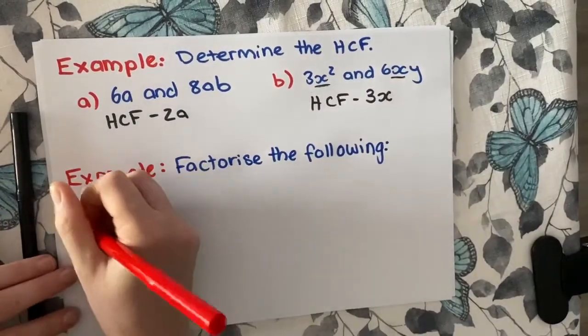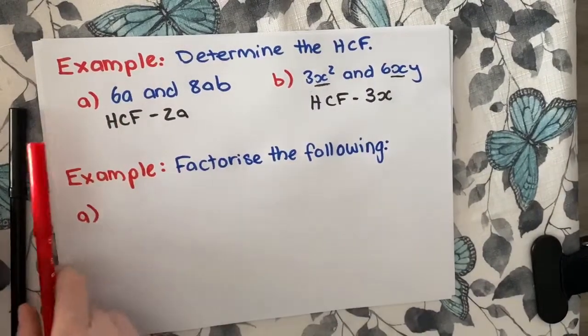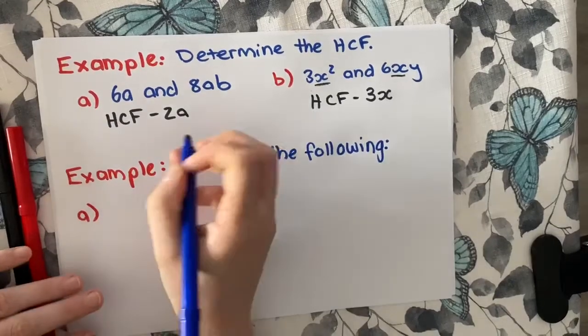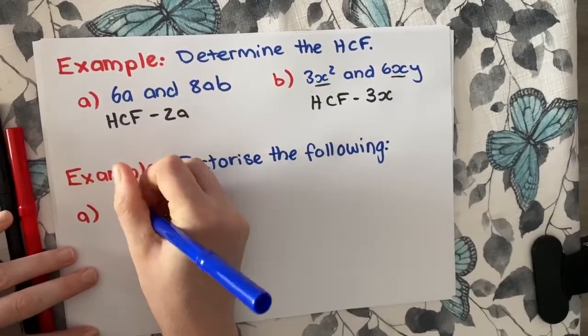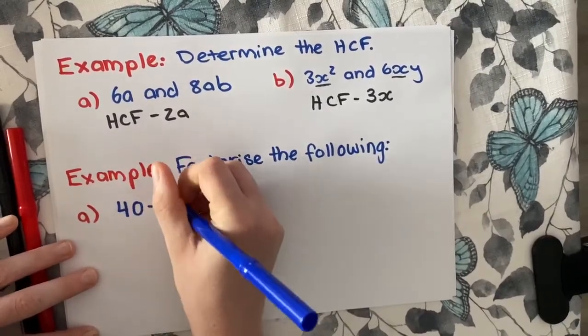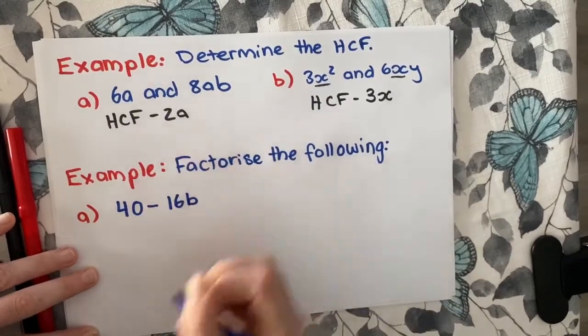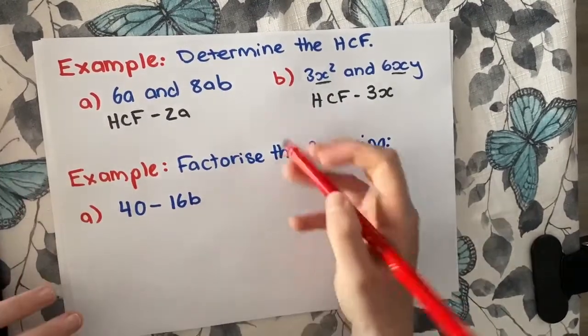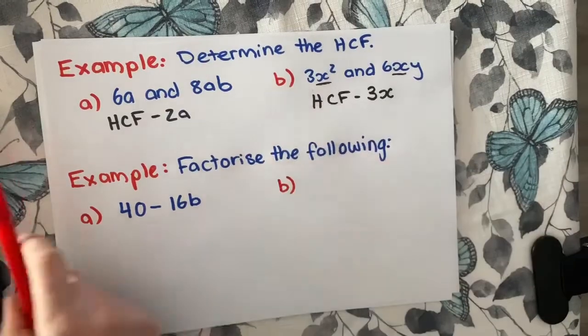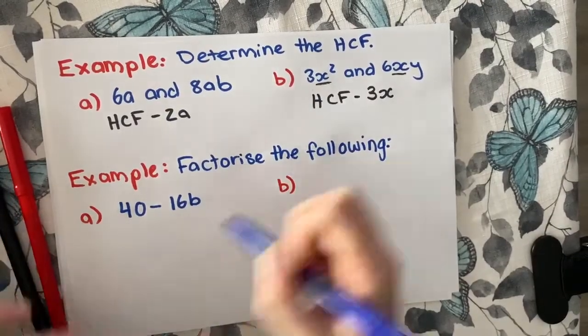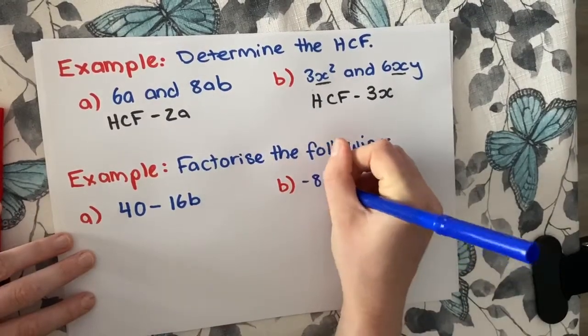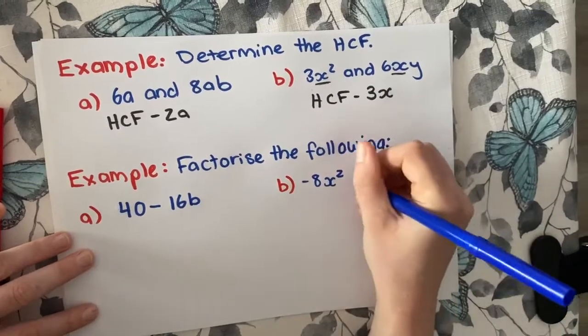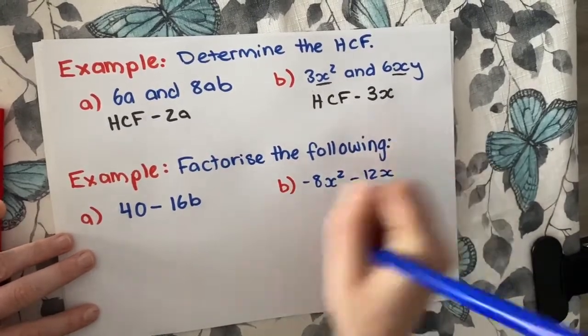Okay, so our first one is a little bit evil because it's round a different way to what we're used to. We're going to have 40 take away 16b. And our second one is going to be negative 8x squared minus 12x.